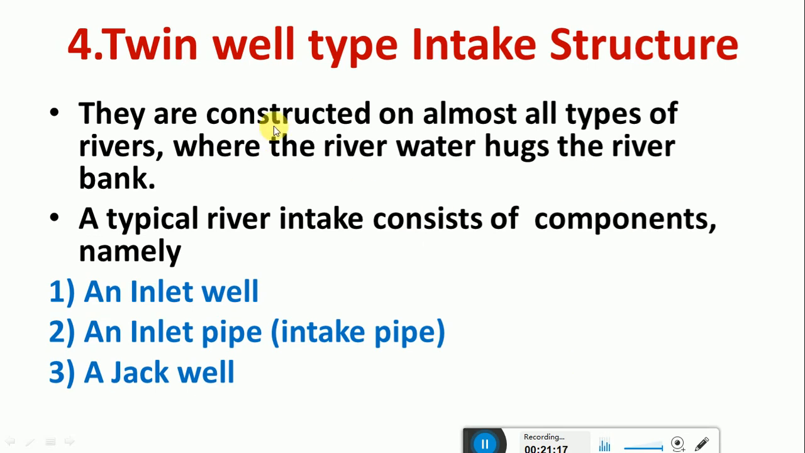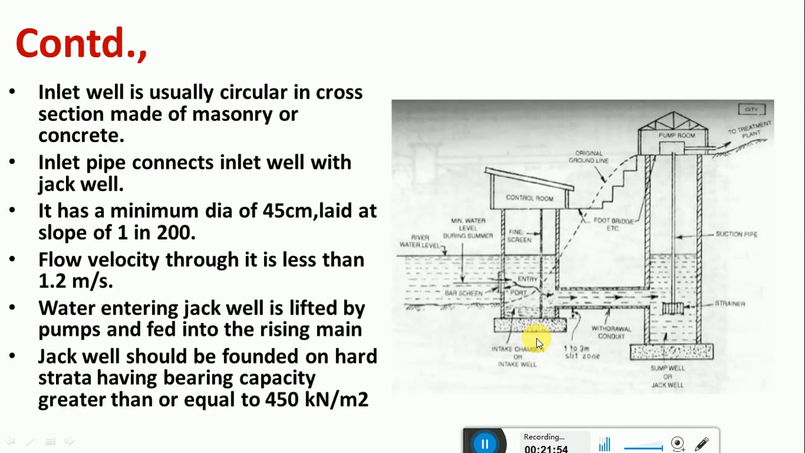Next we have the twin well type of intake structures. These twin well type intake structures are constructed on almost all types of river where the river water hugs the river bank. So these are constructed in locations where the river water hugs the river bank, across the bank of the river. These intake structures typically consist of the components, namely the inlet well, the inlet pipe and also the jack well. So this is the twin well type of intake structure.